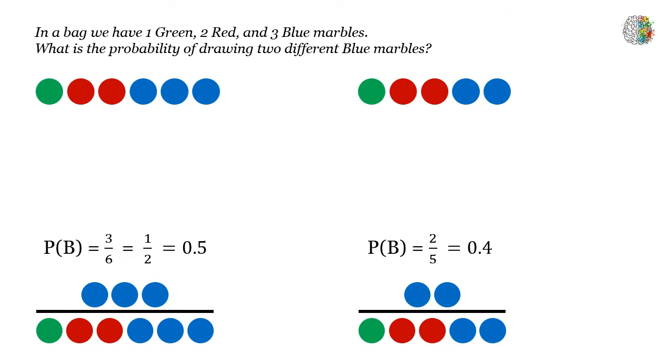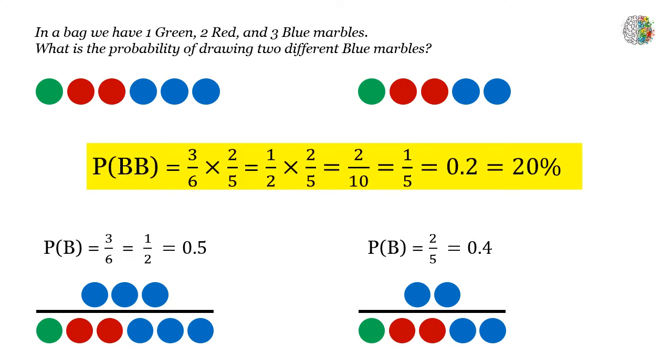So now to calculate the probability of drawing 2 different blue marbles, we have the probability of the first draw where I had 6 outcomes and 3 blue marbles. That gave me a probability of 1/2 or 0.5, which is 50%. And then the second time I draw, I'm going to have 2 marbles out of 5 possible marbles, which is going to give me 0.4 or 40%.